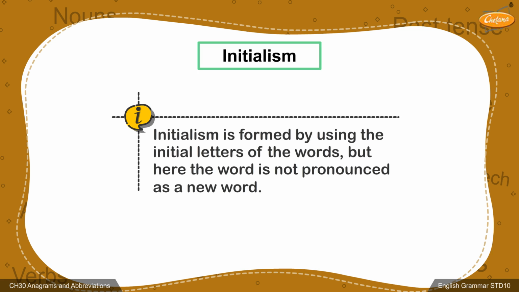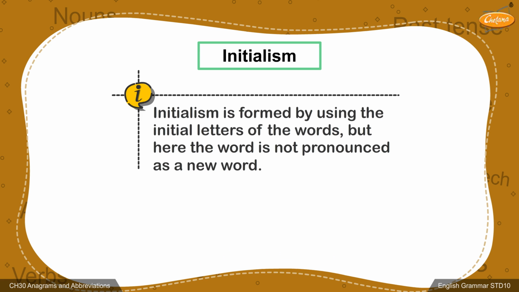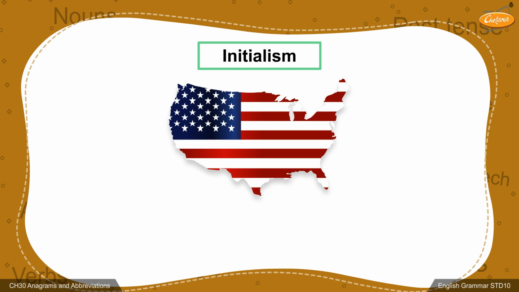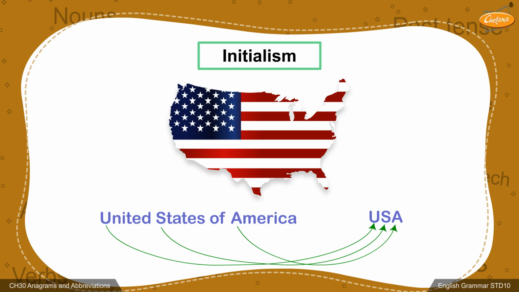Initialism is formed by using the initial letters of the words, but here the word is not pronounced as a new word. For example, an automated teller machine is very commonly referred to as an ATM. However, the letters are pronounced separately and do not form a new word. Another example of initialism could be United States of America, USA.